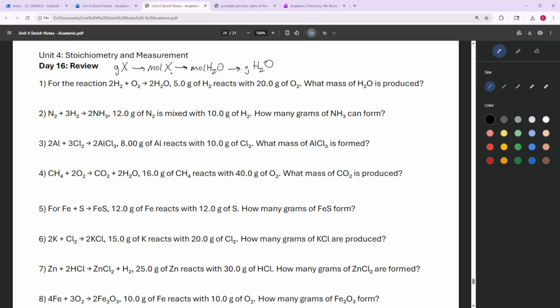You'll notice that for both hydrogen and oxygen, if we actually convert to moles of water, this first step, we can immediately see which one is limiting because the final step, going to grams of water, just involves multiplying by the same number. But anyway, let's take a look. So 5 grams.